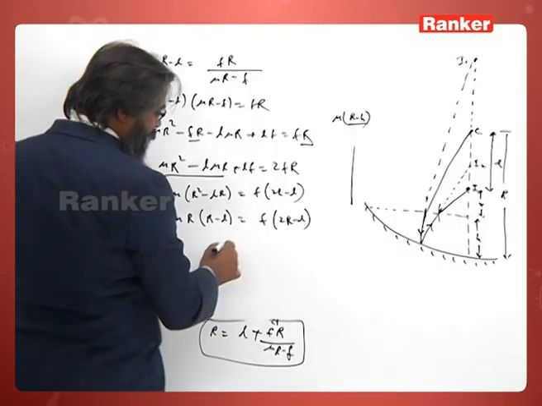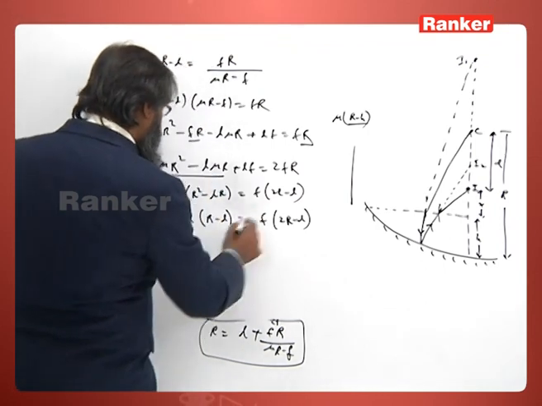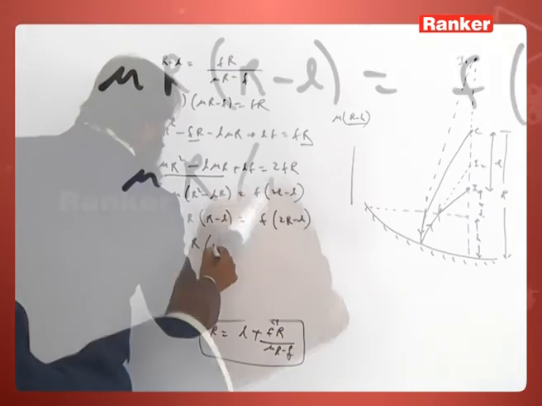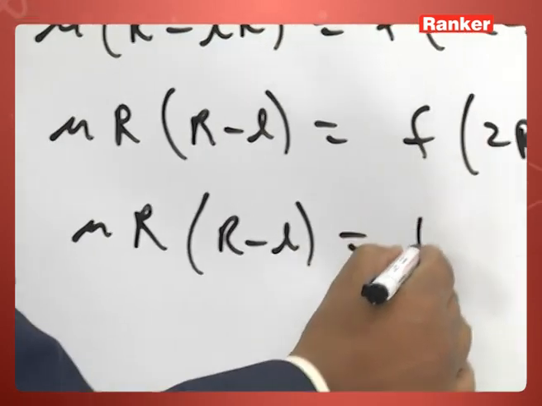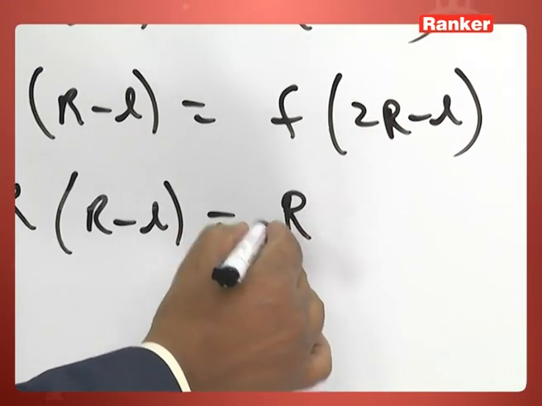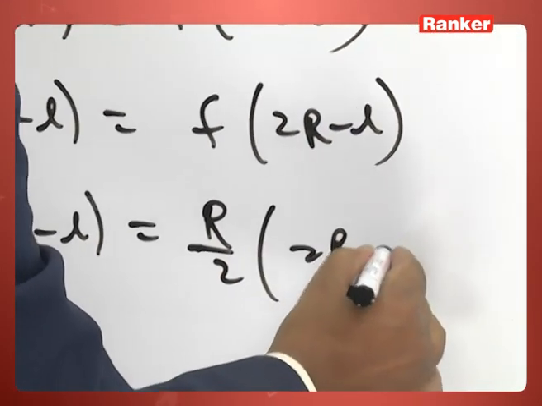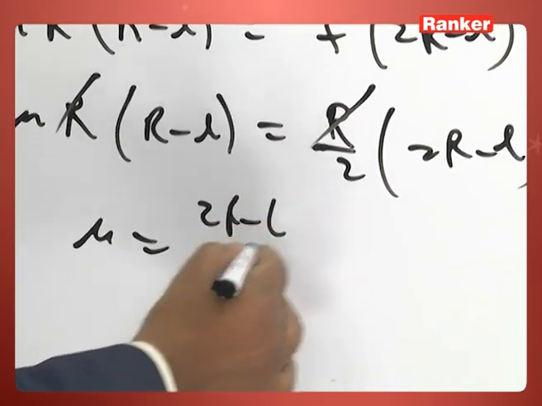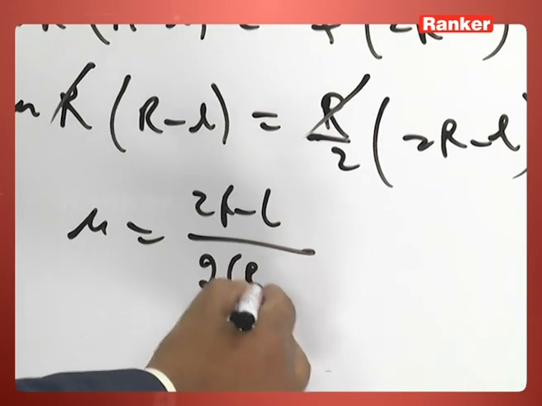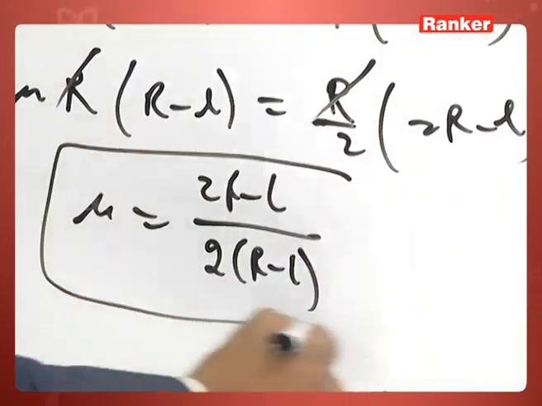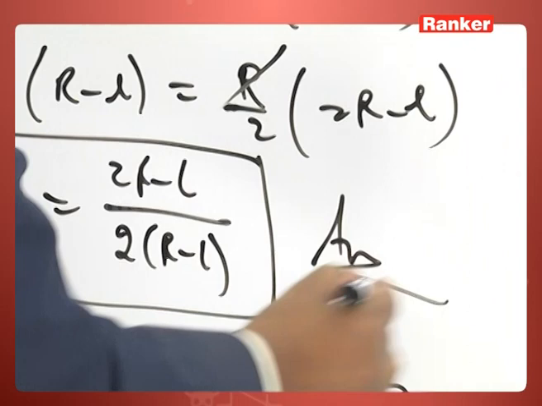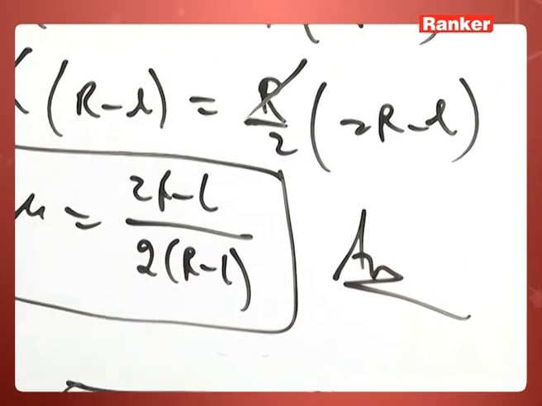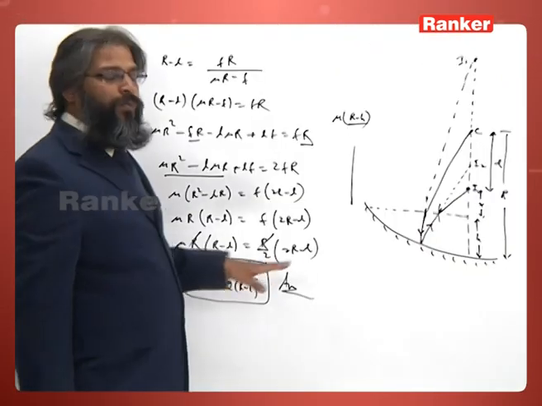Here we have used the focal length, F = r/2. So we get this r cancel. So we have μ = (2r − L)/(2(r − L)). Thus we got μ is equal to this. So this is our μ.